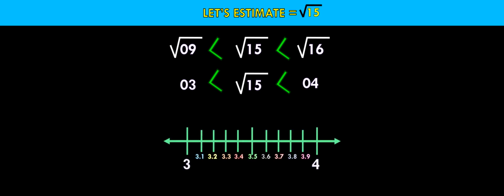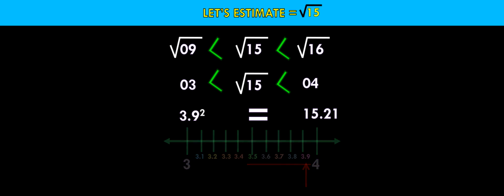So, let us take a look at the number line. We can see that 16 is closer to 15 than 9 is. So, we can say that the square root of 15 should be located somewhere at the right side of the number line. So, let's just be crazy and pick 3.9. 3.9 square is equal to 15.21. 15.21 is greater than 15. So, let's pick a number which is less than 3.9.